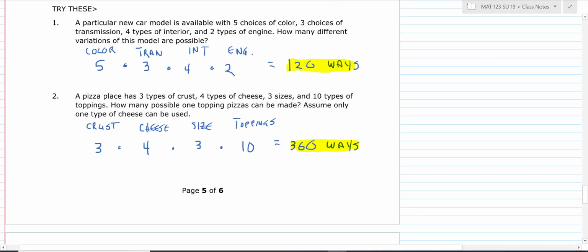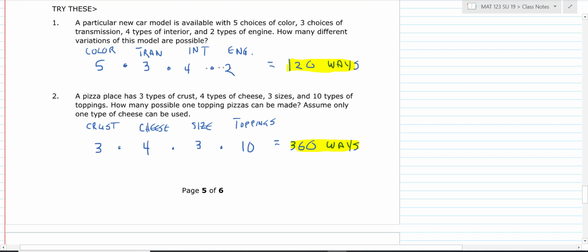All right, so let's check this. Now this is easy to do, but you want to really understand how this goes and how you use the multiplication principle. So this one you basically had 5 color choices, 3 choices of transmission, 4 interior types, and 2 types of engines. So what you're doing is choosing 1 from each.